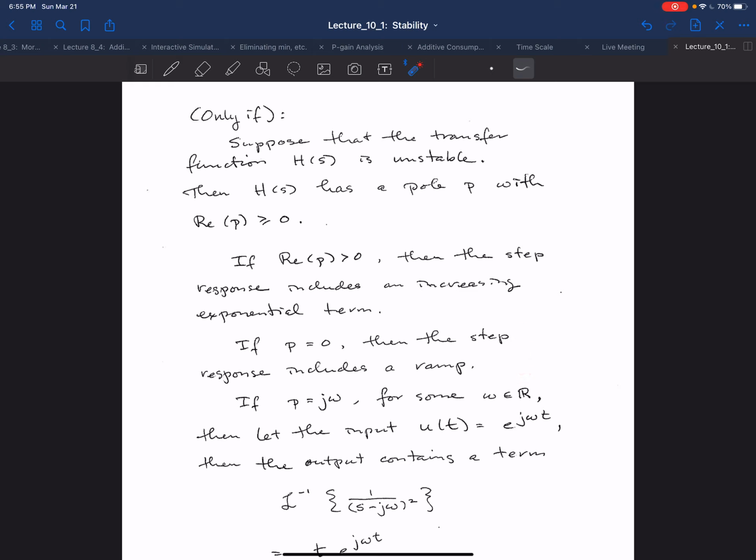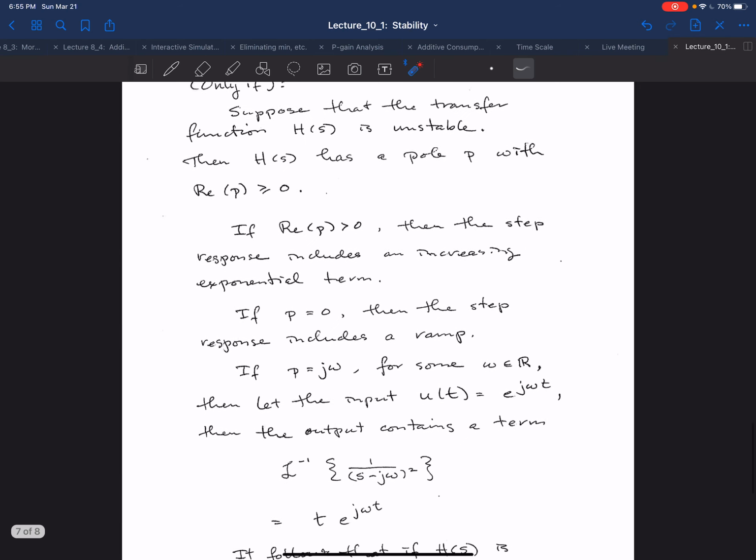So we've covered the case where the pole is to the right of the imaginary axis, or where it is on the imaginary axis and right at the origin. So what if it is on the imaginary axis but not at the origin? So let's suppose it's equal to j omega for some non-zero omega. Then if the input to the system is, say, e to the j omega t, so this is essentially a sinusoid. It's just convenient to make it a complex sinusoid for mathematical simplicity. So let the input be this bounded function, e to the j omega t, which is just a sinusoid.